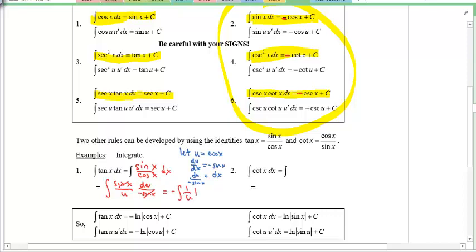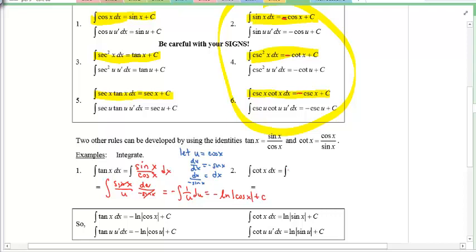I'll take out the negative, and you're left with the integral of 1 over u du, and that just equals the natural log of u. And I'm going to skip a step and just replace u with cosine x plus c. Okay.